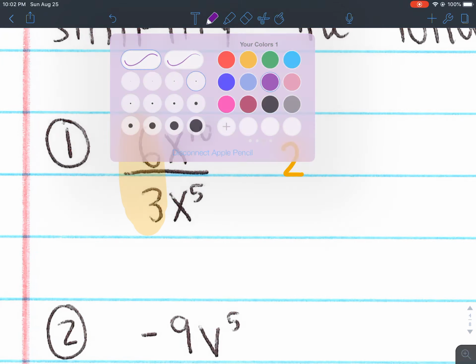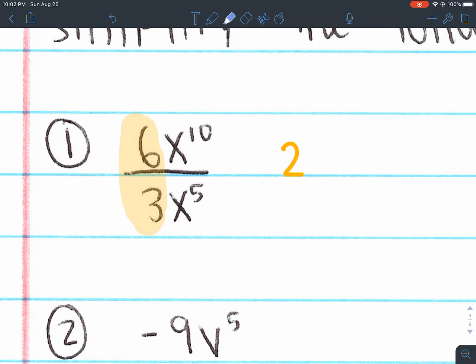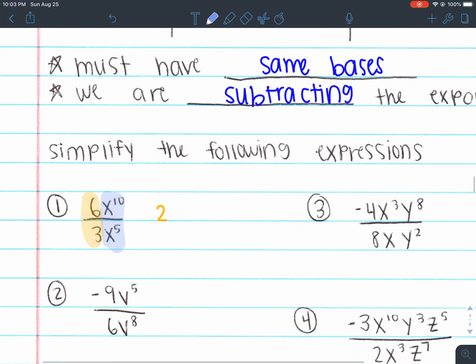Okay. Next, I know that I have same bases here: x to the 10th divided by x to the 5th. Now, yes, I'm dividing the x's, but I'm going to subtract the exponents, right? Because earlier it says we are subtracting the exponents. We're dividing the base, but we are subtracting the exponents to get that simplified form. So if I subtract, I get x to the 5th.